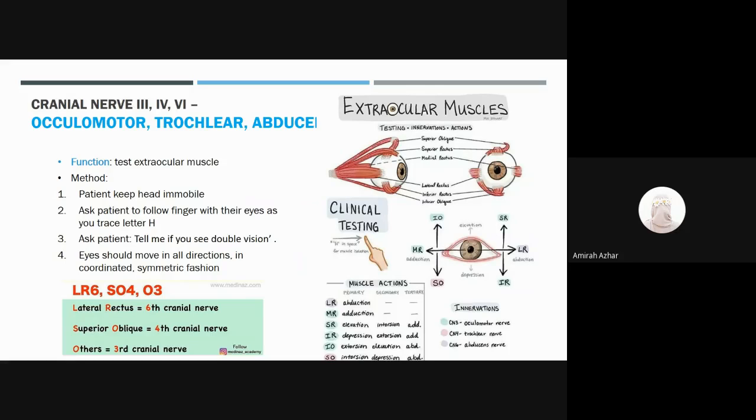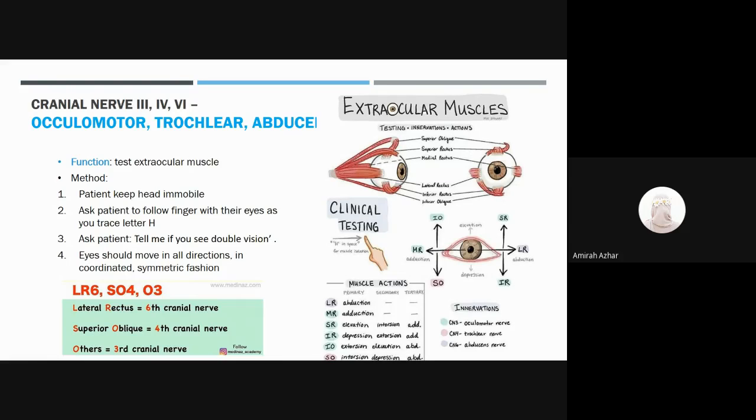Now, the important part of cranial nerves 3, 4, and 6, they will assess your ocular muscles. You can see in the picture, I have stated there are various muscles that support the eye movement. The method is you ask the patient, do not move the head, and follow your finger as you trace the letter H and ask if they see double vision. When you are assessing them, the eyes must move in all directions in a coordinated and symmetrical function.